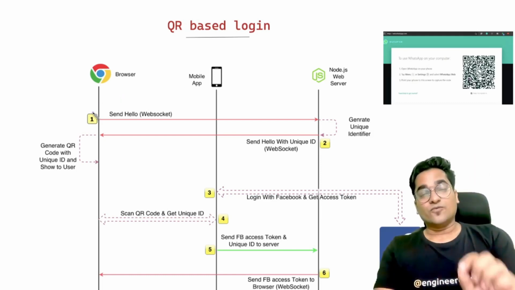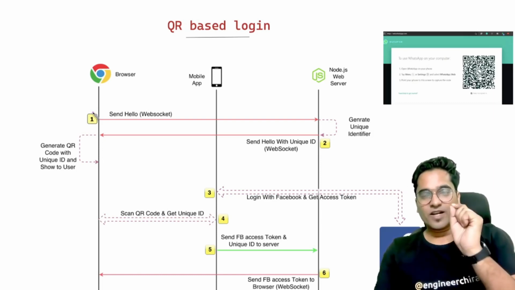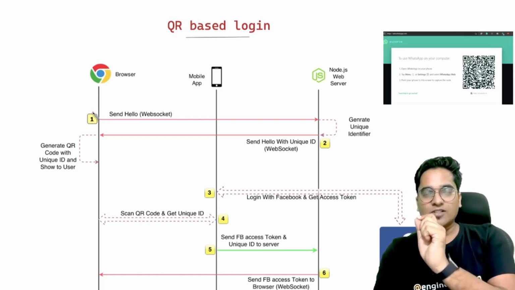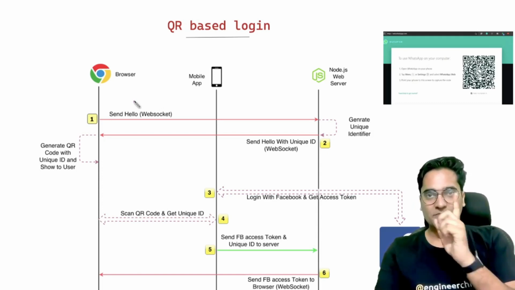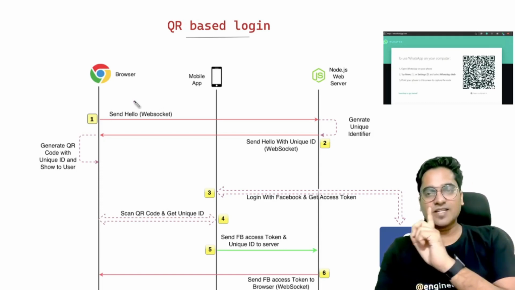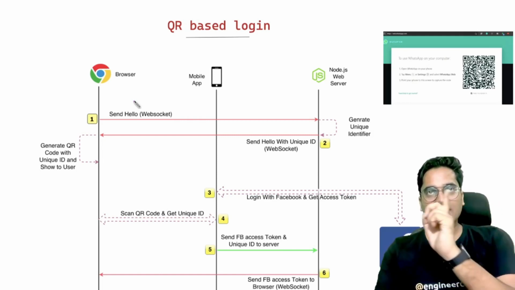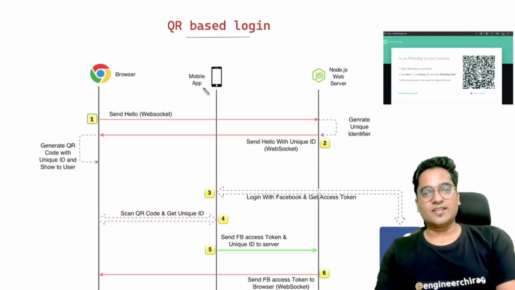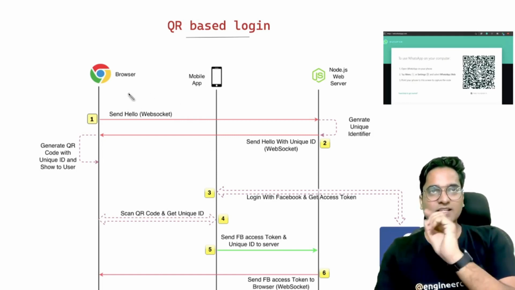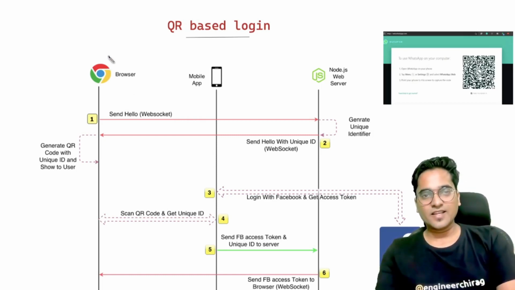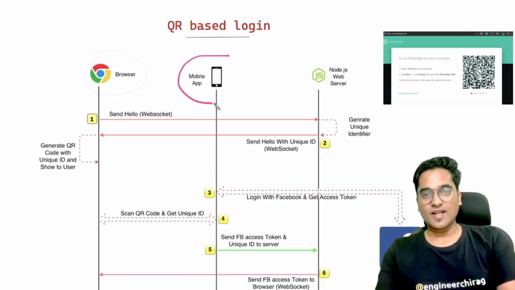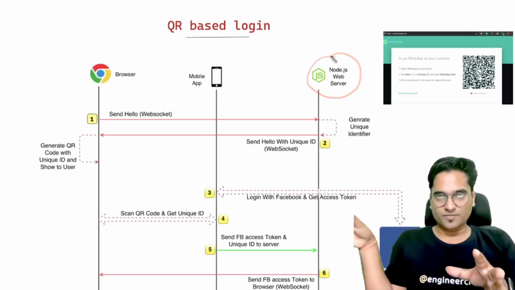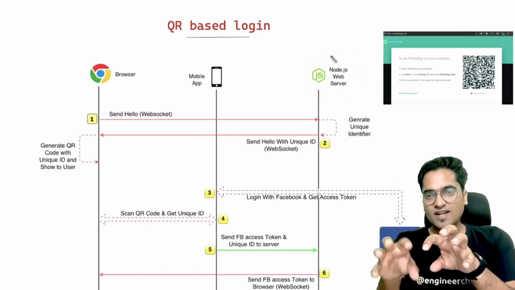So what is the first thing that will happen whenever you open web.whatsapp.com? A WebSocket connection, the way we talked about the handshake mechanism, is created between your client and the server, right? So this is a client and a server, and that communication happens. We have three things for this entire process: a browser, a mobile app, and a node server for the server purpose, right?